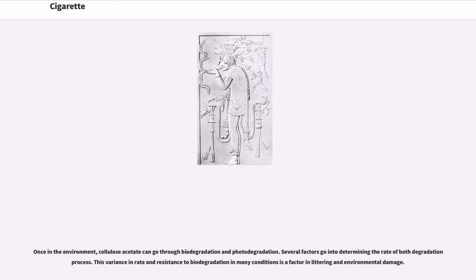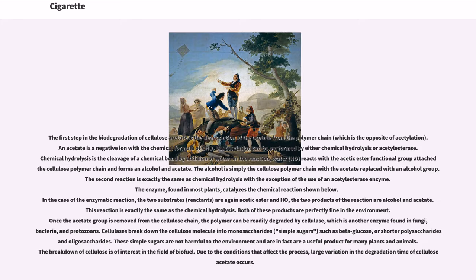Once in the environment, cellulose acetate can go through biodegradation and photodegradation. Several factors go into determining the rate of both degradation processes. This variance in rate and resistance to biodegradation in many conditions is a factor in littering and environmental damage. The first step in the biodegradation of cellulose acetate is the deacetylation of the acetate from the polymer chain. An acetate is a negative ion with the chemical formula of C2H3O2. Deacetylation can be performed by either chemical hydrolysis or acetylesterase.